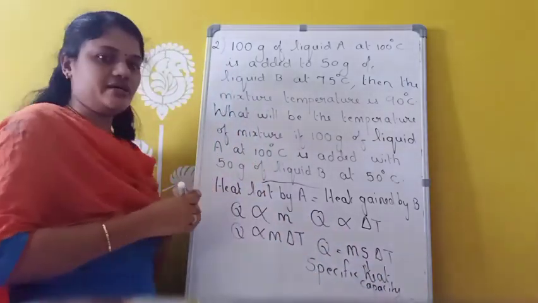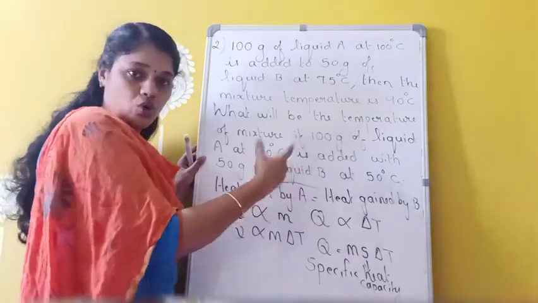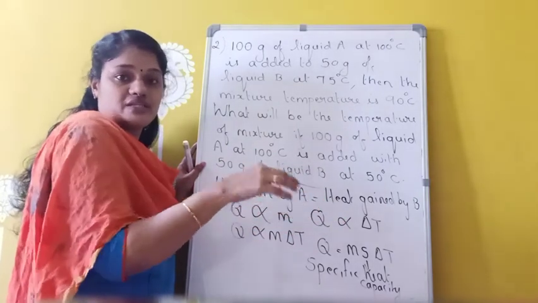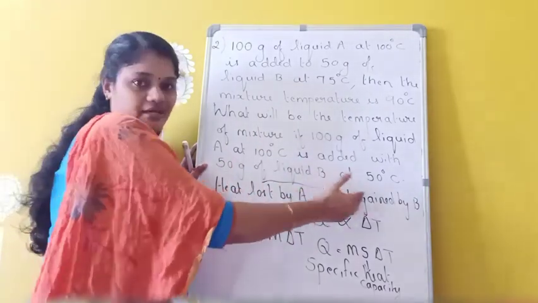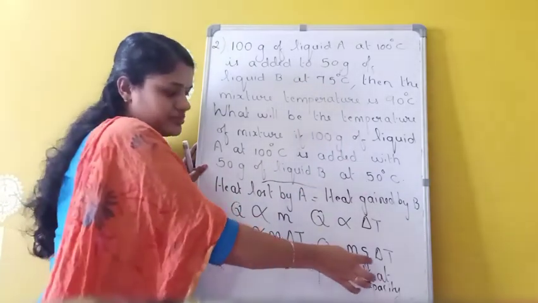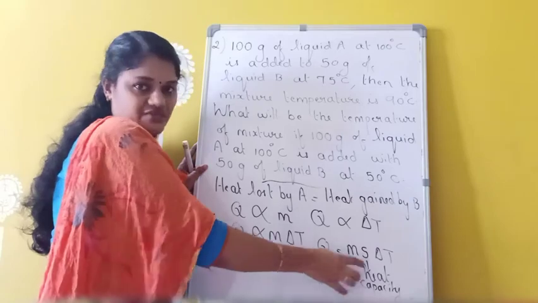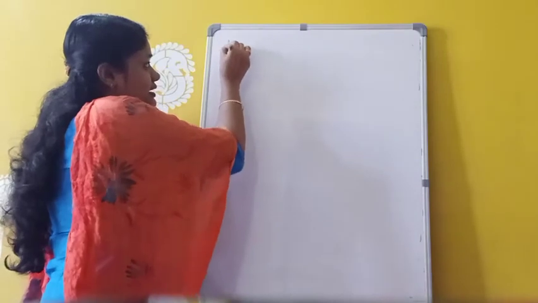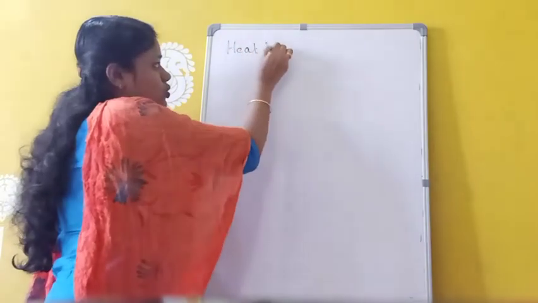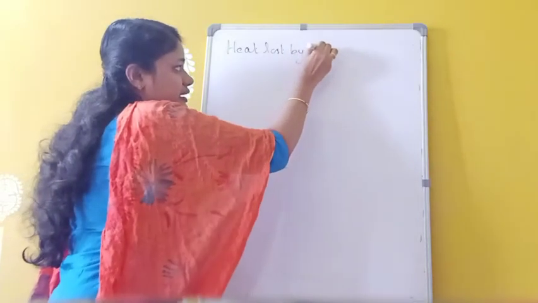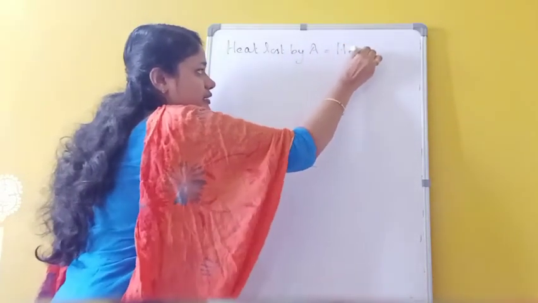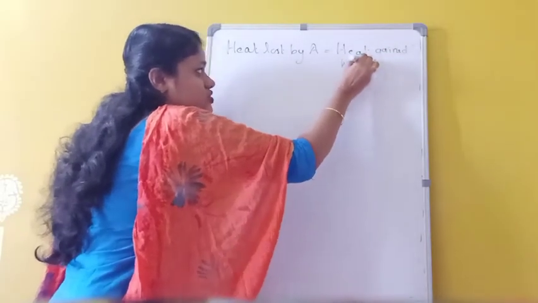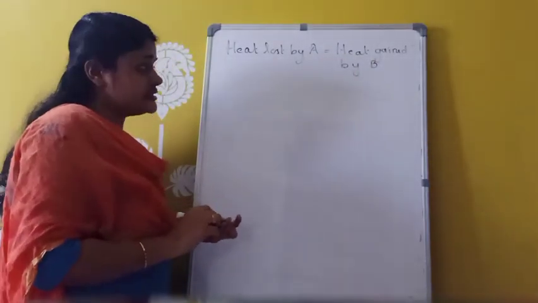So the quantity of heat gained by a liquid and the quantity of heat lost by a liquid are equal. Whatever heat is lost by a hot body must be equal to which one? The heat gained by the cold body, and that we can equate, and we have the formula Q equals M S into delta T. Here S is called which one? Specific heat capacity. So now we can substitute. We have heat lost by liquid A equals heat gained by liquid B. So heat lost by liquid A is equal to which one? Heat gained by liquid B.